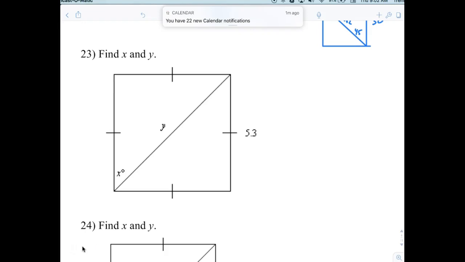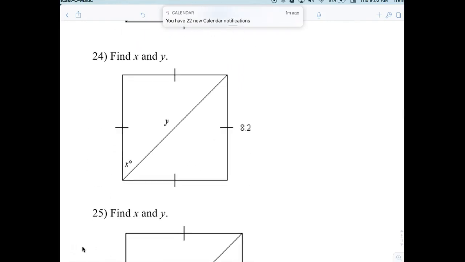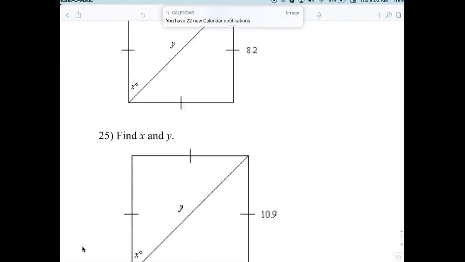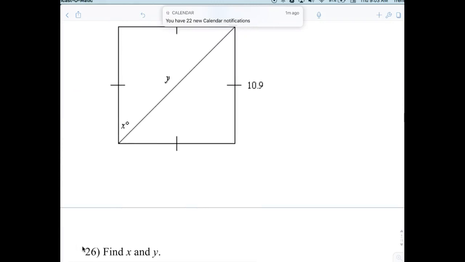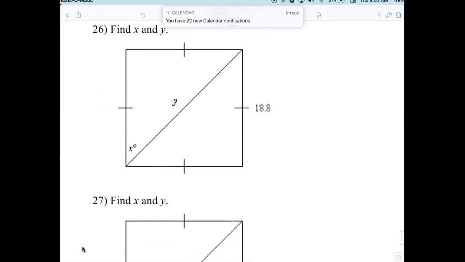So y is 5.3 radical 2, x is 45, and x is 45. It's the same thing. No, you don't know that, Bruce. It's different numbers.